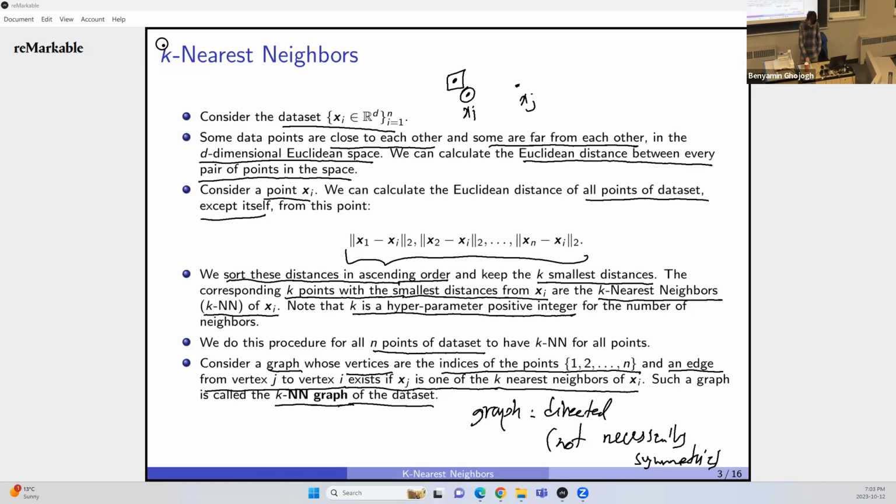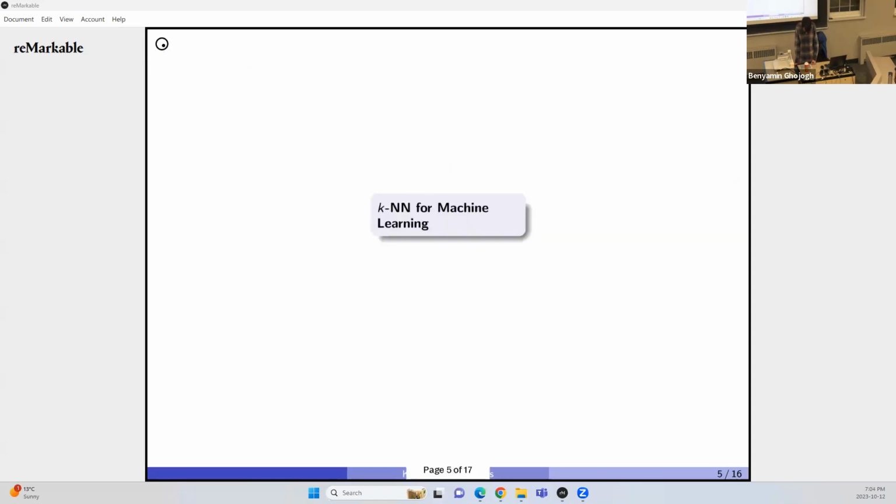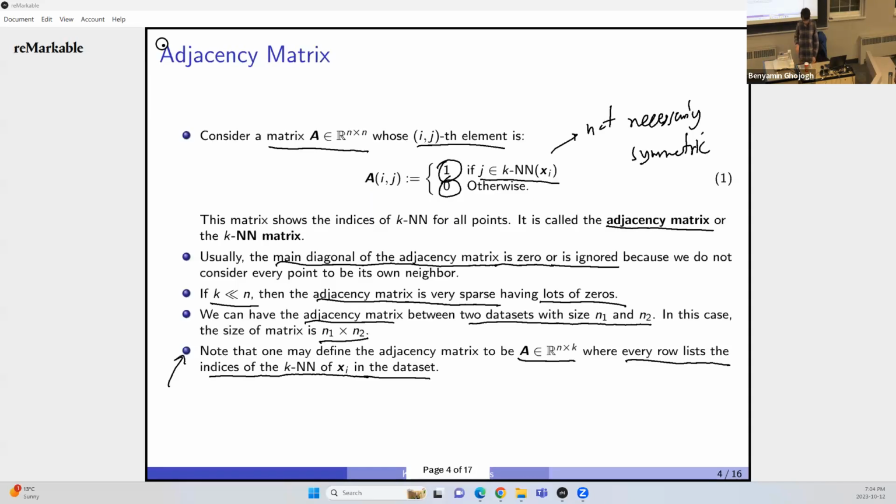And we also said that we can have an adjacency matrix, which is a matrix whose ijth element is 1 if xj is a k nearest neighbor of xi, and it is not necessarily symmetric for the same reason that we discussed. And if k is much less than n, this adjacency matrix becomes sparse. We also talked about another variant of the adjacency matrix, which is n by k, where rows correspond to the points and columns correspond to the k nearest neighbors. We can also call it the k nearest neighbor matrix, by the way.